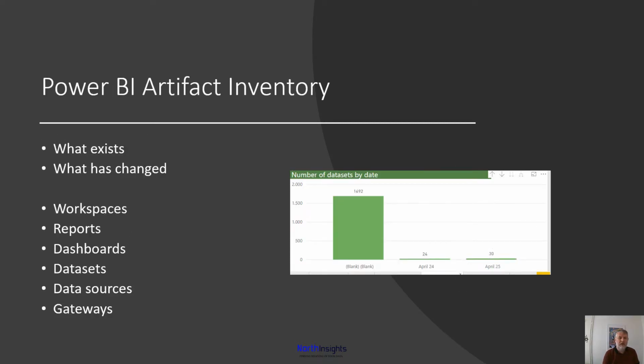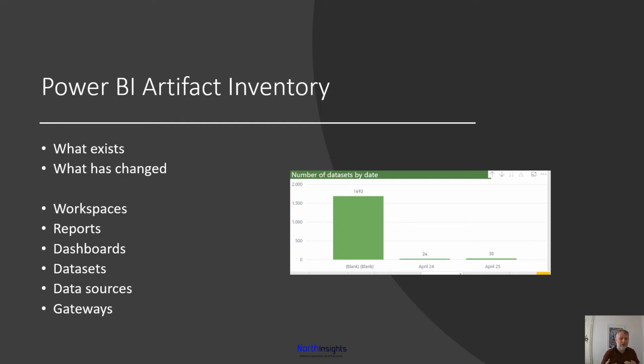The next area of the Power BI monitoring that we want to talk about is the Power BI artifact inventory. This is where you will get information from Power BI about what objects exist, what artifacts are out there, what has changed. So for example, what workspaces exist, what reports, dashboards, datasets, data flows, data sources, gateways. You can query the Power BI REST API to get all this information out. And if you do that regularly, you will be able to also show what has changed over time.